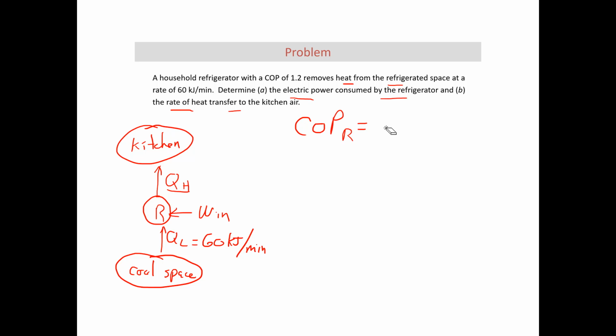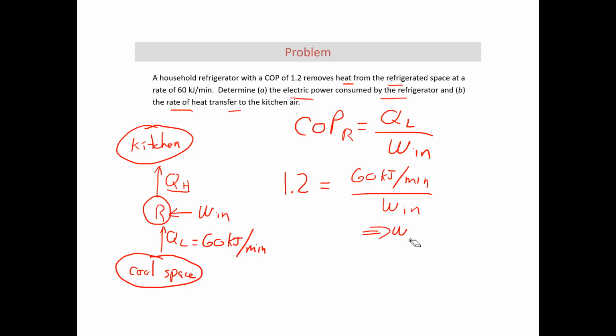If I look at the coefficient of performance for a refrigerator, it is quantified as the heat being removed from the refrigerated space divided by the net work being consumed. So it's telling me that 1.2 is the coefficient of performance. QL I'm given as 60 kilojoules per minute. And work in would be my only unknown. If I go ahead and solve for work in, and I put it into kilowatts, I get that this refrigerator, based on that coefficient of performance, is consuming 0.83 kilowatts of power. That would be for part A.